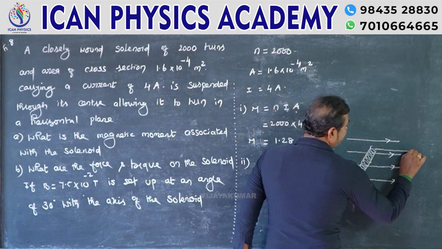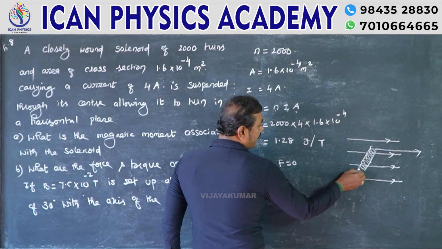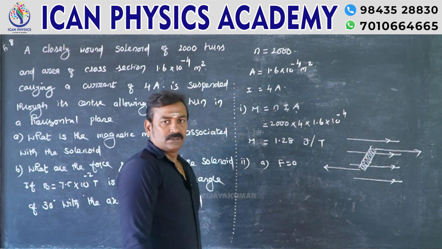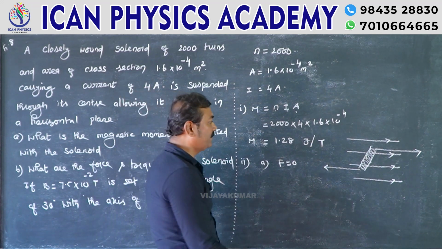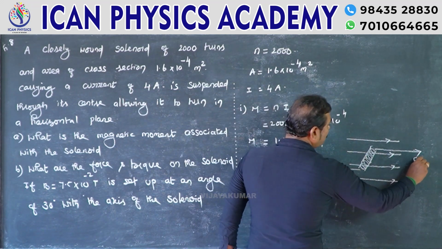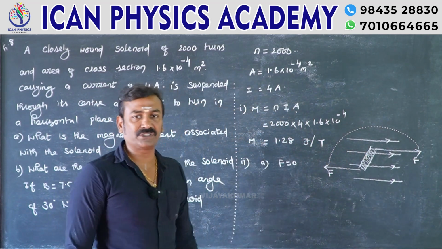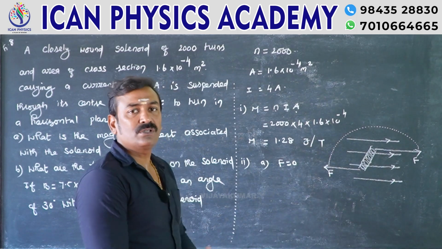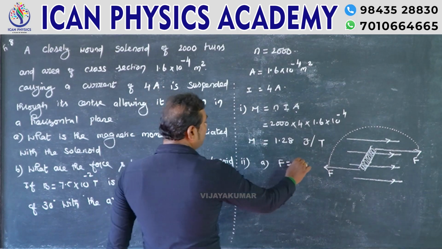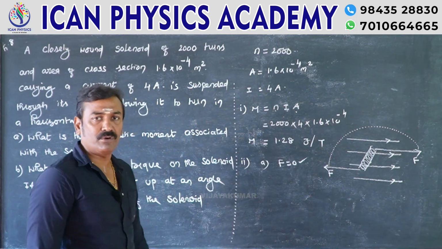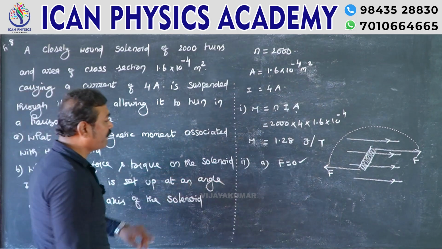Now, it experiences a force along the direction of the magnetic field. Now, it can act as a south pole. Then it experiences a force opposite to the direction of the magnetic field. Now, both the forces are acting in the opposite direction of equal magnitude. So, magnitude wise, both are equal but acting in the opposite direction, so that it experiences a zero force. The next one, the torque on the solenoid.